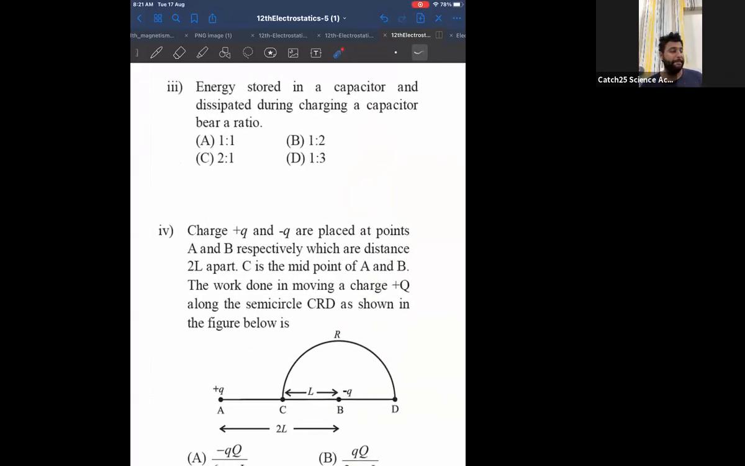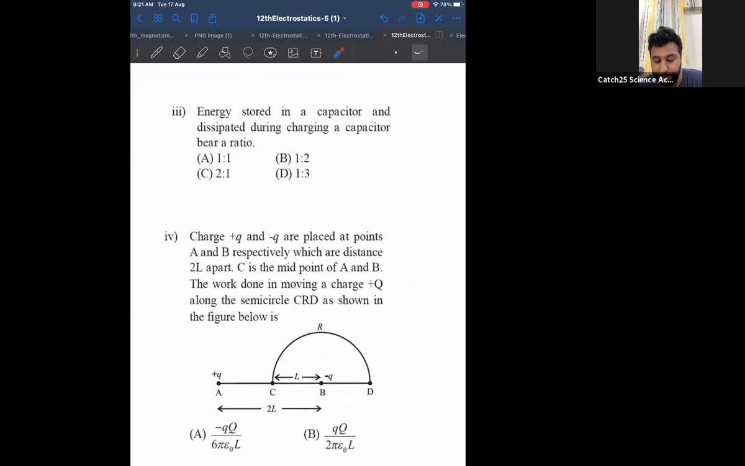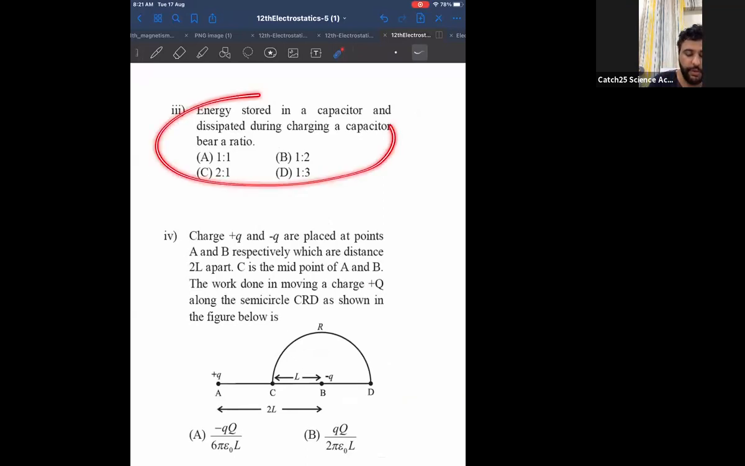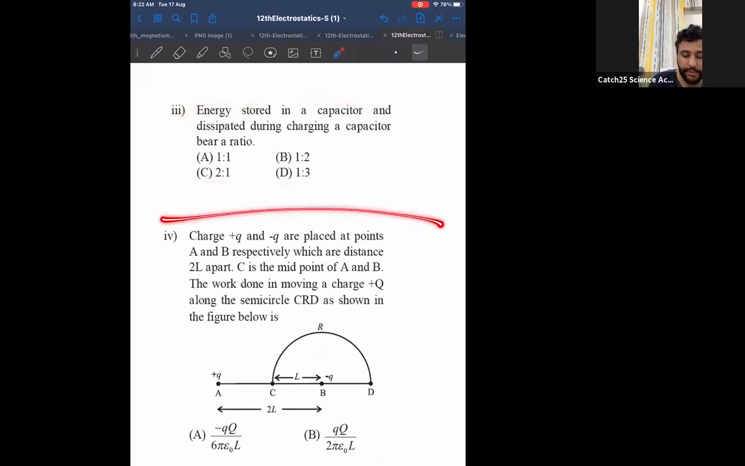MCQ 3, your next homework, make a note. Energy stored in a capacitor and dissipated. What is the ratio? Make a note. MCQ 3 is your homework. And MCQ 4, you will have to start now. Okay, so this is your homework. Start with this right now. Start with this.